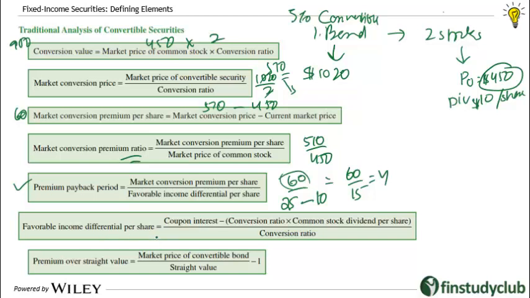The favorable income differential per share is 25 minus 10, which is 15. Premium over straight value: well, I paid 1020. Had it not been a convertible bond, I'm sure it would not have traded at this price. It would have traded like a normal bond, and the straight value of it could have been much lower. So I might want to see what is the price that I have paid for this conversion option, for it being convertible. So this premium, market price of the convertible bond divided by straight value minus 1, gives you a sense of the extra money that you paid for the conversion option.